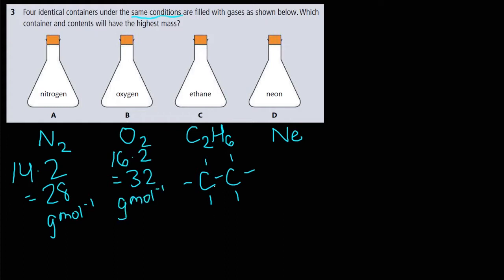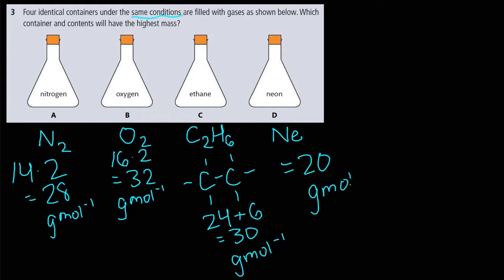Ethane, we have 2 carbons, so that would be 12 times 2 is 24, plus 6 hydrogens. 6 times 1 equals 30 grams per mole. And then neon is fairly small at about 20 grams per mole. So then the greatest one of these is oxygen, and so B is our answer.